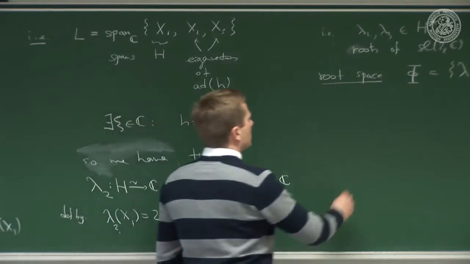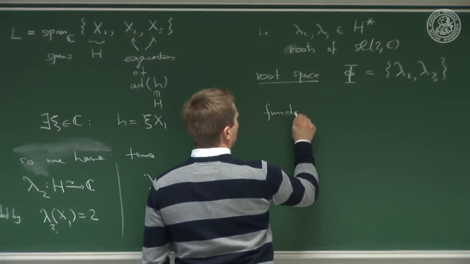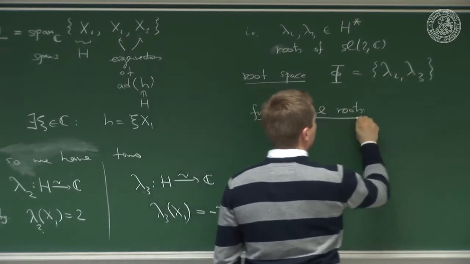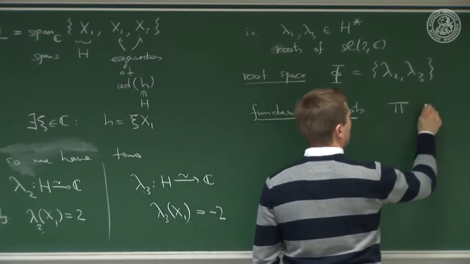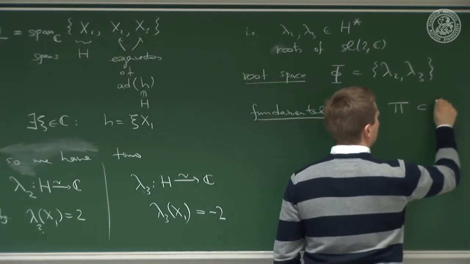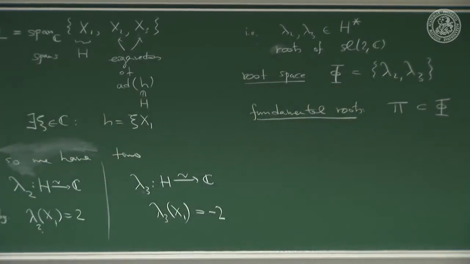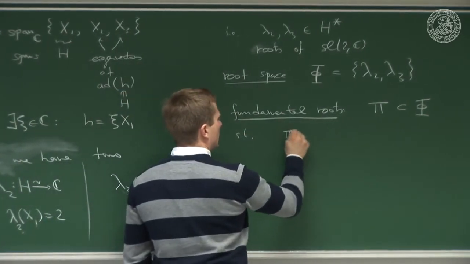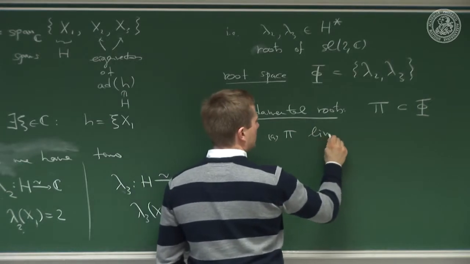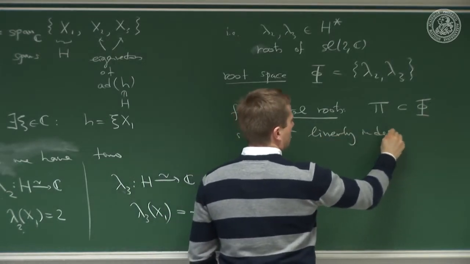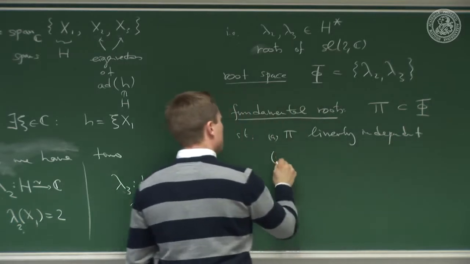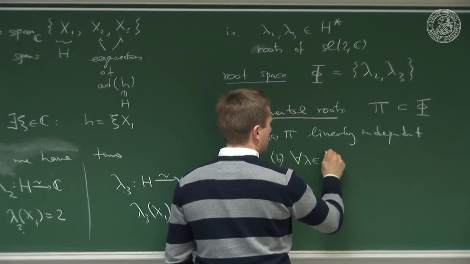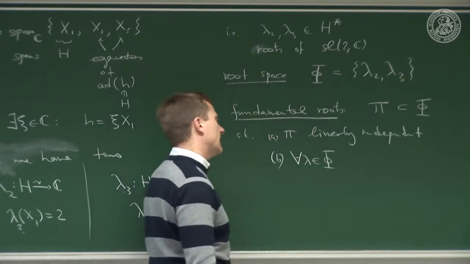Now, we also wanted to look at fundamental roots. What are those? Fundamental roots is a set pi, which is a subset of all the roots, decidedly a proper subset, such that A, the set pi is linearly independent, and B, every lambda in phi, so every root, can be written as follows.